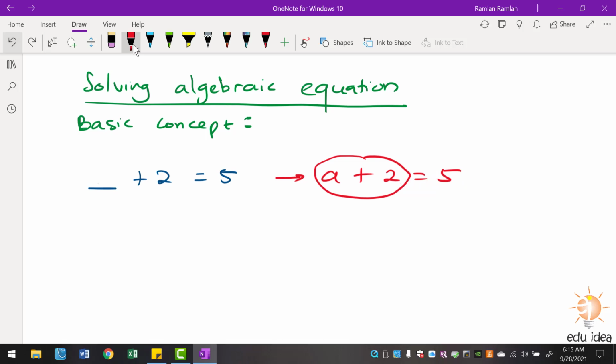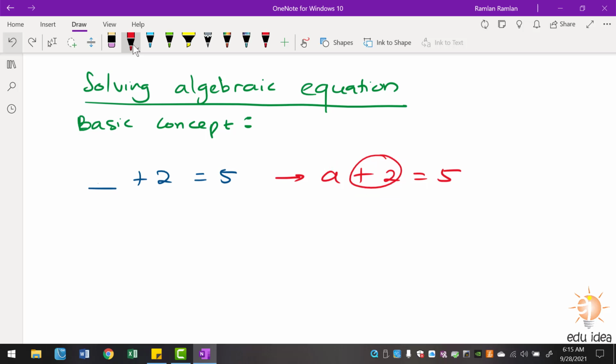So remember, the basic is that we need to make this alone in one side of the equal sign. For this one, it's not alone yet because it has this one, right? It's still on the left side of the equal sign. So we have these two terms on the left side, because we want this to be alone, so this guy needs to be gone. Okay, so how to make it gone.